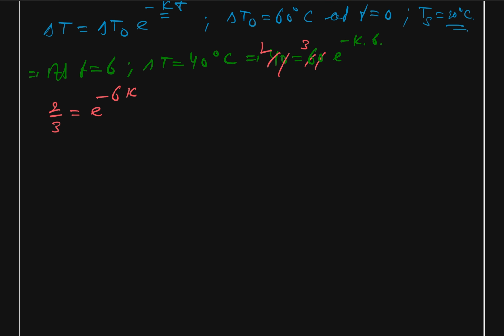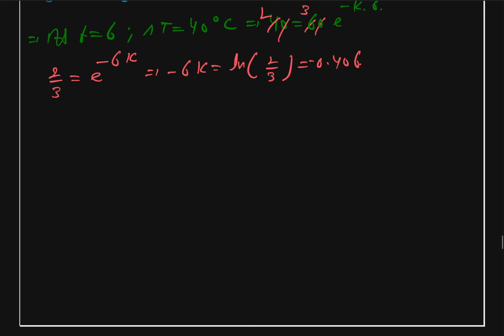Or we can say minus 6k is equal to natural log of 2 upon 3. So this comes as natural log of 2 minus natural log of 3, which will be equal to minus 0.406. Therefore, we get cooling constant K will be equal to 0.406 divided by 6. So approximately it is equal to 0.06767 per minute.